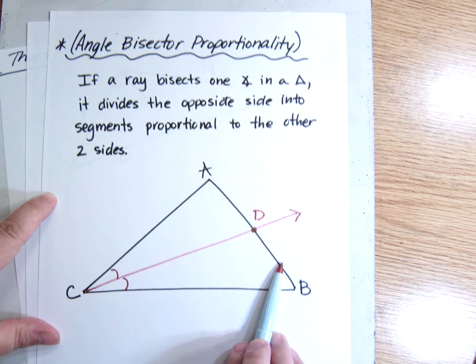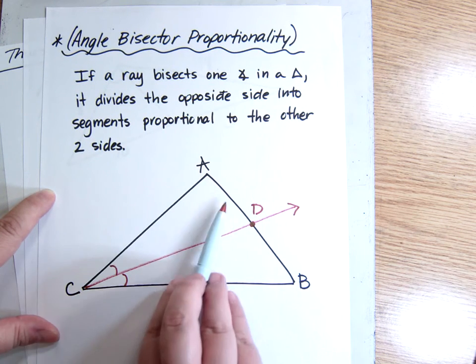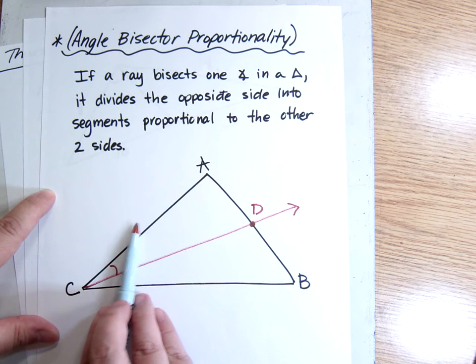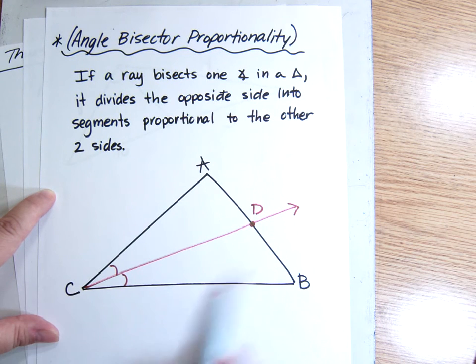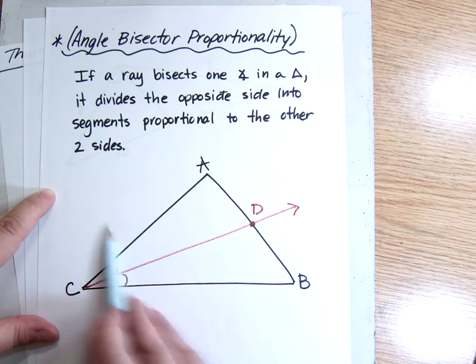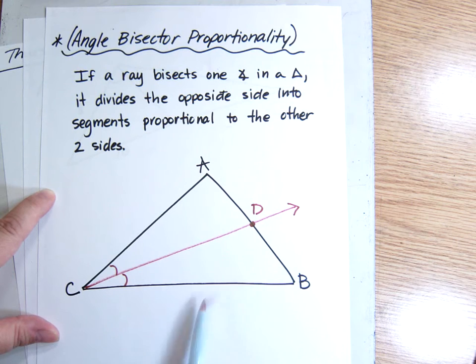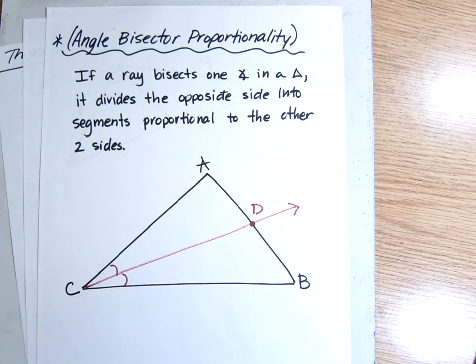So what's happening here is it's saying it divides the side that it crosses into segments, this to this and this to this. This piece is proportional to this side, and this piece is proportional to this side. So they're proportional to the sides that they touch. That's where the relationship is.